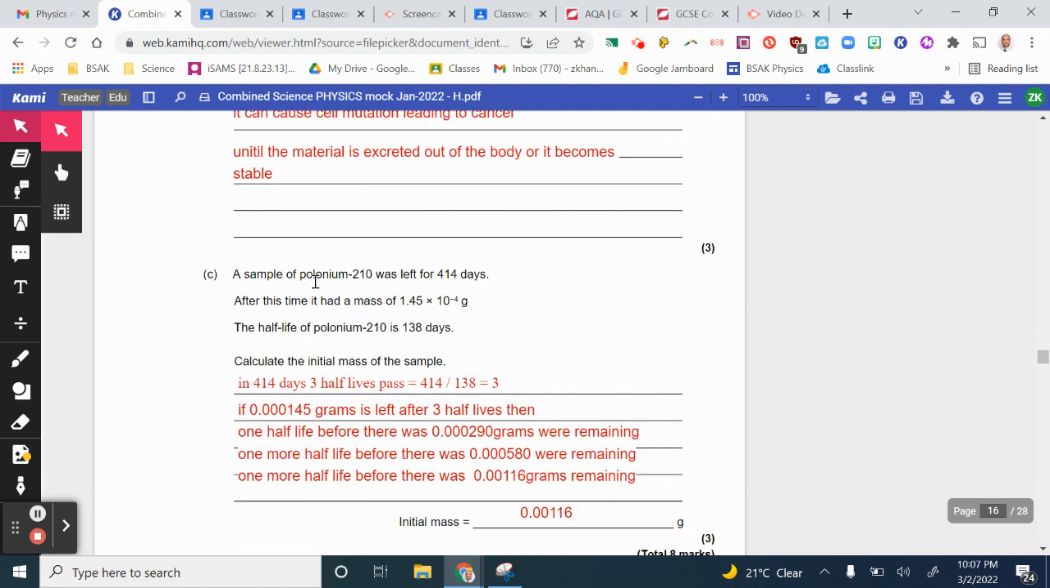Part C, a sample of polonium left for 414 days. The mass afterwards of the polonium was 1.45 times 10 to the minus 4 grams. The half life of polonium is 138 days. So, what we're going to look at is 414 days. How many half lives fit in the 414 days? So, we divide one by the other. We find that 3 half lives fit in this time.